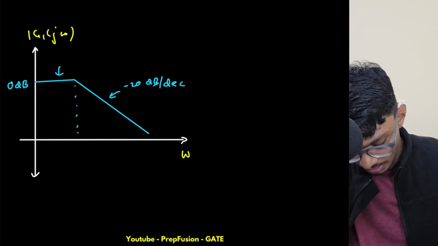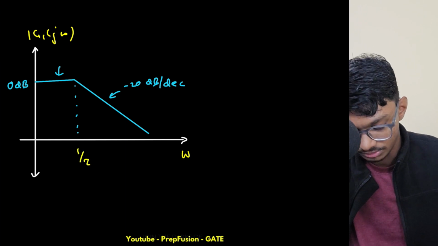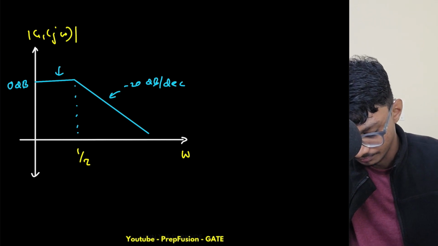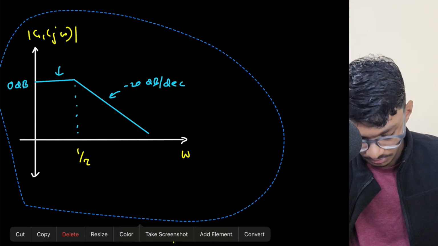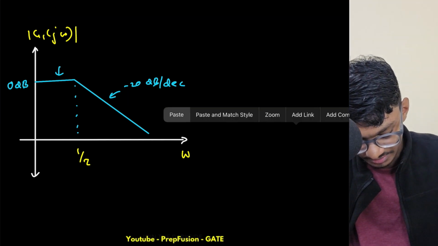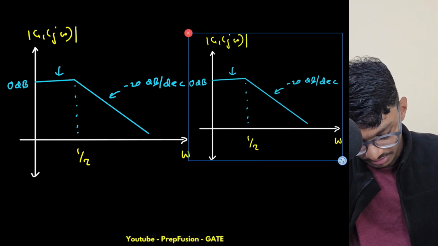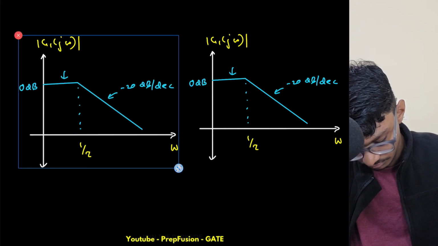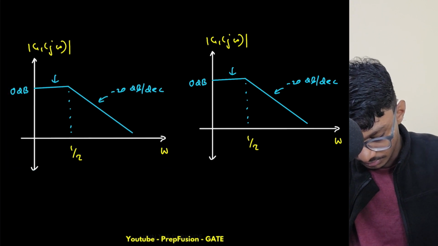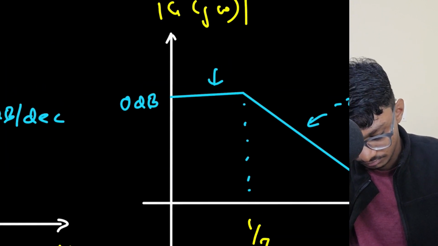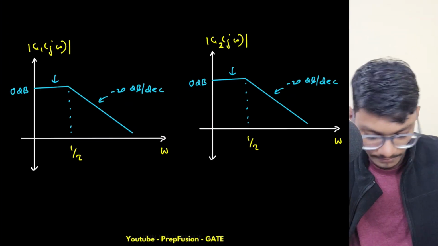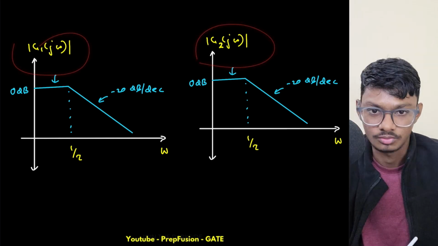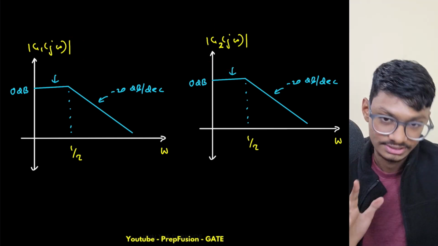And the magnitude of g2 of j omega will be just a carbon copy of this one, ditto, because the magnitudes are the same. So here I will just copy and paste this one and reduce the size of it. I'll change this to g2 of j omega. So this is my g2 of j omega and this is my g1 of j omega. Now they are the same. What about my phase?